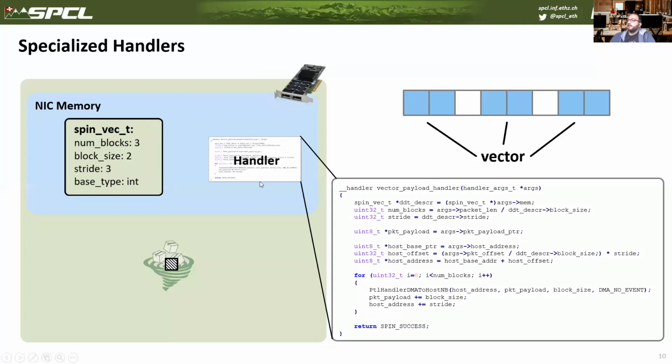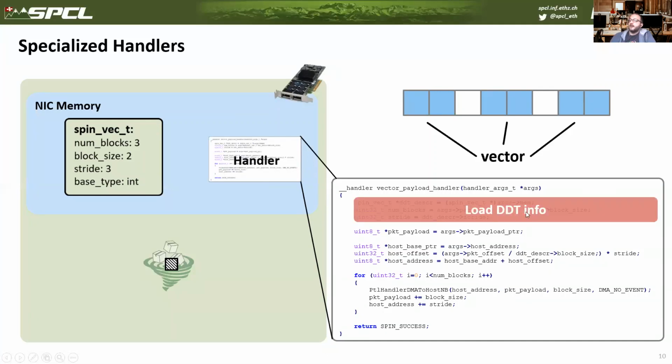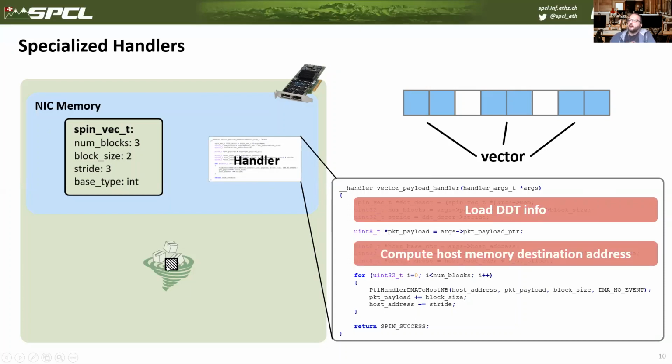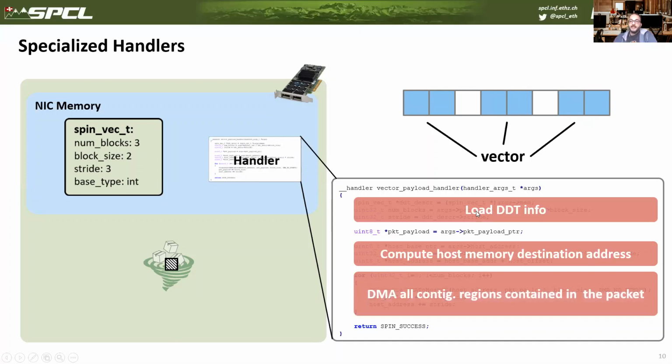And what this handler does is, okay, load some data type information, understand where this packet starts inside the receive buffer, and then you have to take into account that inside a packet, you could have multiple non-contiguous memory regions, right? I could have 2 kilobyte packets and like 4 byte blocks. So I will have to do multiple DMA writes, right? For each non-contiguous region that we find inside a packet, we just DMA the specific non-contiguous region to the right location in the receive buffer.